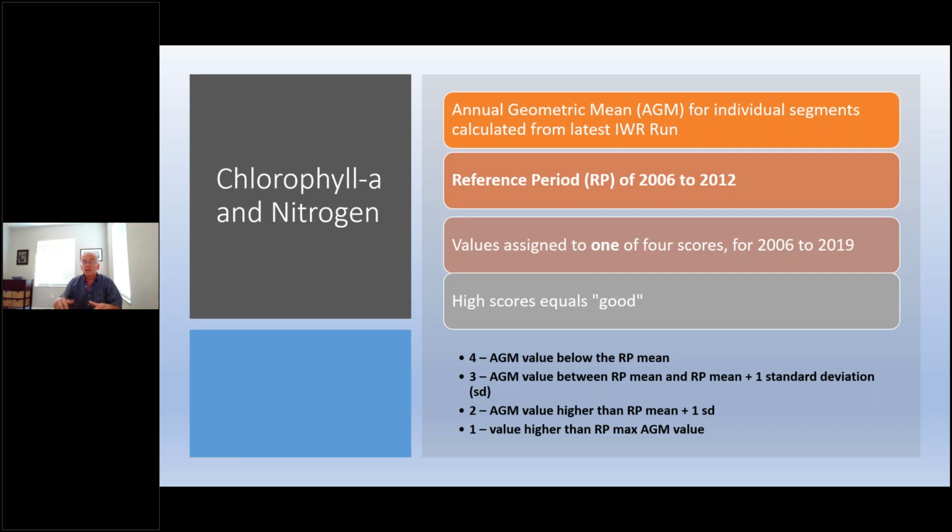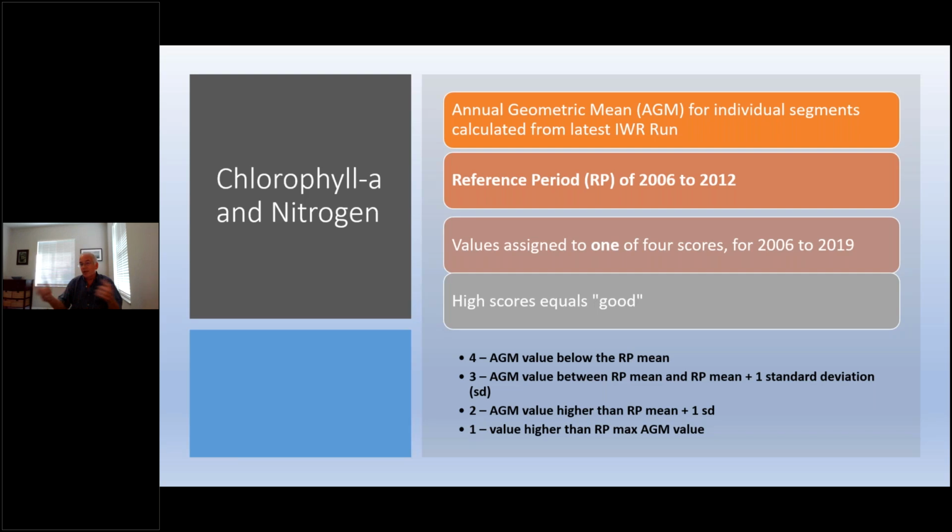So for chlorophyll A and nitrogen, the higher the number, the worse it is. What we do is we have a reference period, and then for each bay segment for each year, including the reference years, we compare it to the average during that reference period. If you have an annual geometric mean that's below the reference period mean, that's pretty good. That means you've got nitrogen or chlorophyll lower than what you had during a time period when the bay was good. That gets you a 4. If you're above it, but you're within a standard deviation, we'll give you a 3. If you're above it, but you're outside of a standard deviation, we'll give you a 2.